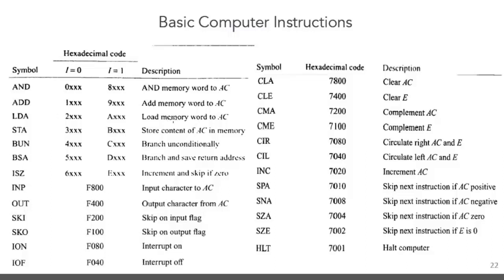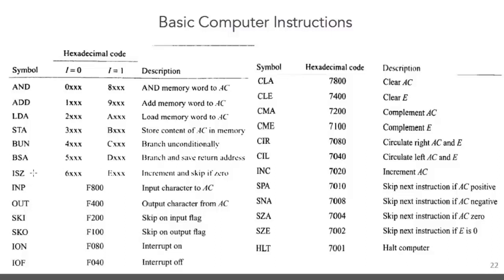LDA means load memory word to accumulator. That means whatever the value is stored on the memory location, it will be loaded on the accumulator. STA means store content of AC in memory. BUN means branch unconditionally. For executing the loop, we require this instruction BUN. BSA, branch and save return address.